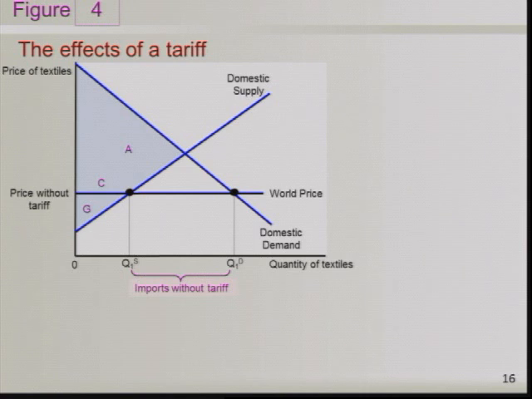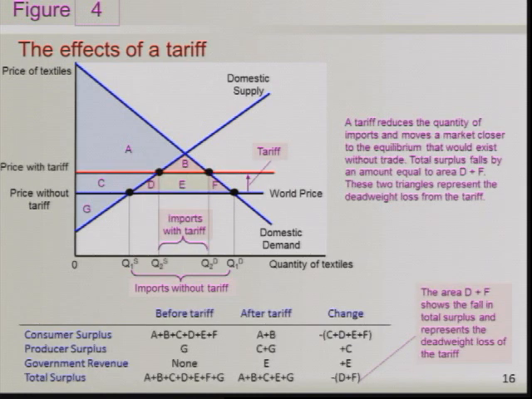This is the second half of Chapter 9 for microeconomics. We are applying consumer and producer surplus concepts to international trade. We ended on slide 16 from Chapter 9 before, with Figure 4 right here.